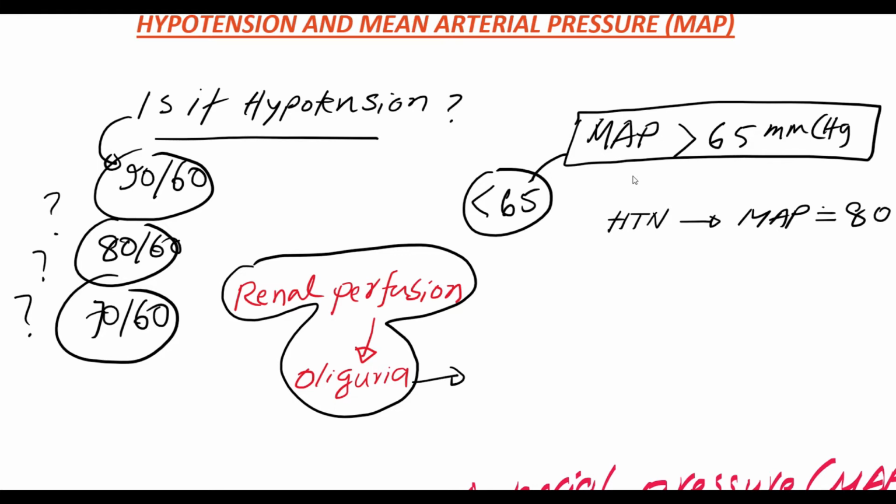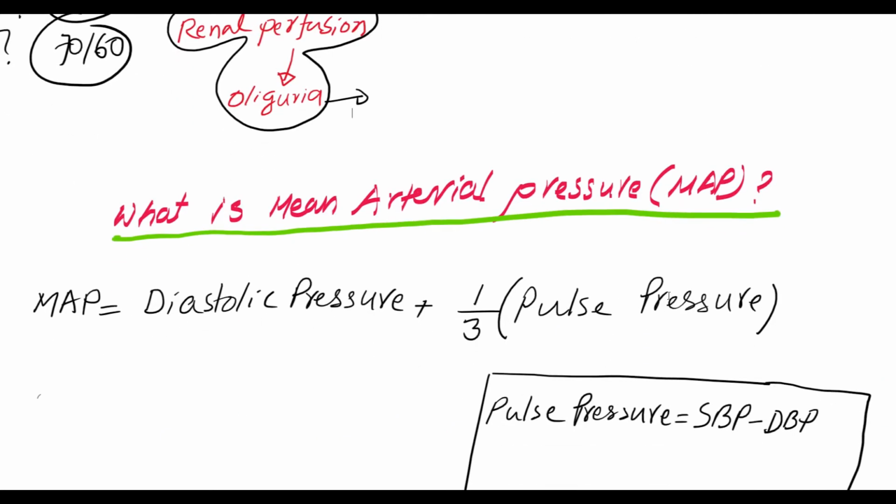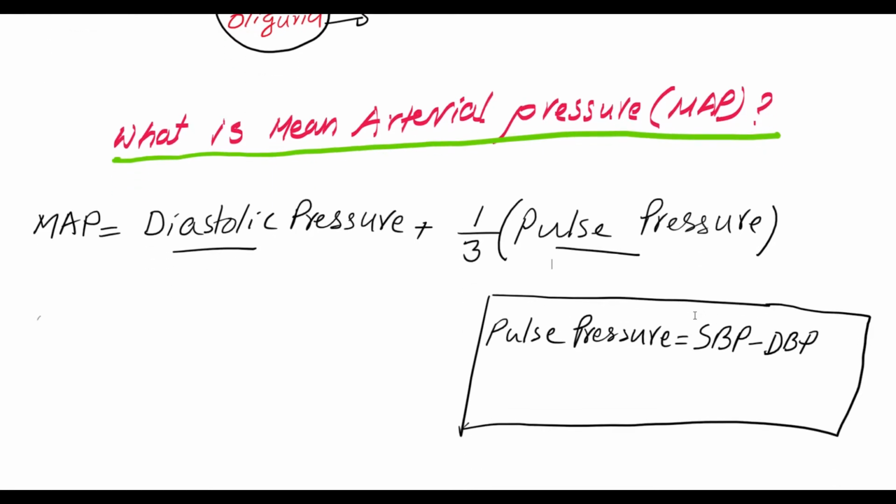Now come to the point, what is mean arterial pressure? Mean arterial pressure is equal to diastolic pressure plus 1/3 of pulse pressure. What is pulse pressure? Pulse pressure is equal to systolic blood pressure minus diastolic blood pressure. If the patient's recording is 90 by 60, is it hypotension? Or if the patient's recording is 80 by 60, say, is it hypotension?